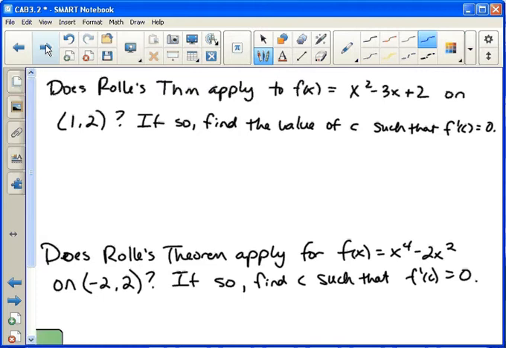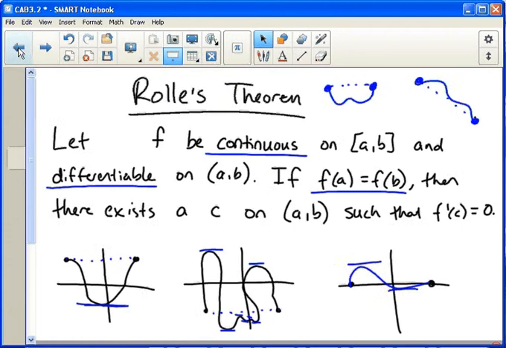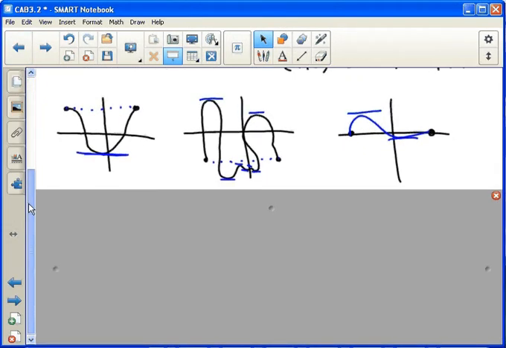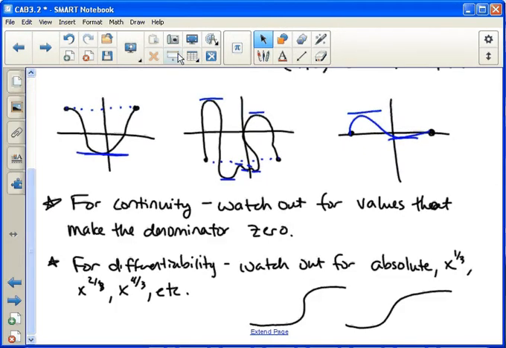Actually, I'm going to go back to the first slide for a second because I had something there I wanted to show you. If you look down here, it's just some tips on looking for issues of being continuous or differentiable. As far as things being continuous, really the only thing you need to worry about is denominators. If something's going to make the denominator equal 0, it's obviously not going to be continuous there. So that's one thing you need to look out for.